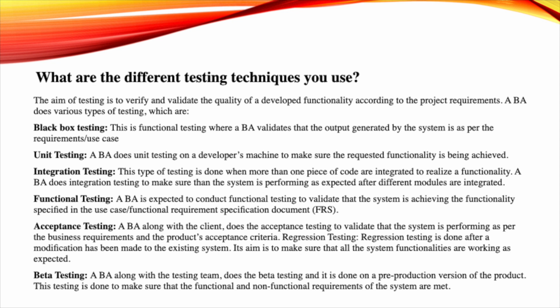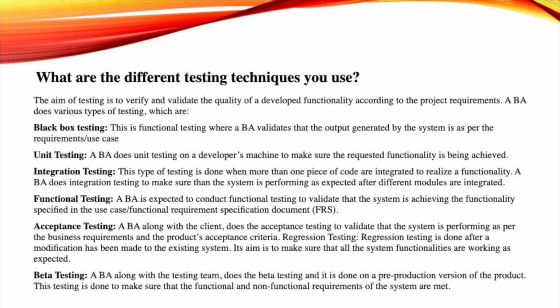Integration testing. This type of testing is done when more than one piece of code are integrated to realize a functionality. A BA does integration testing to make sure the system is performing as expected after different modules are integrated. Functional testing. A BA is expected to conduct functional testing to validate that the system is achieving the functionality specified in the use case, Functional Requirement Specification Document, FRS.